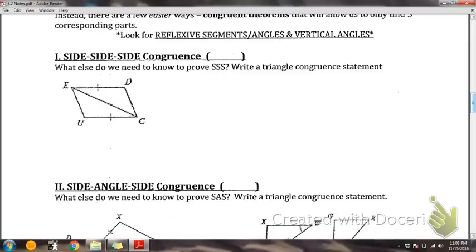So a reflexive segment is an example where they share, let's write this down, reflexive means that they either share a side or an angle. They share it, and we'll look at what that means in just a minute. And then you know what vertical angles are. Remember, they're the X that we have to look for, vertical angles.